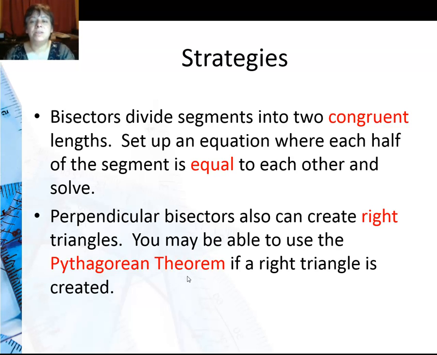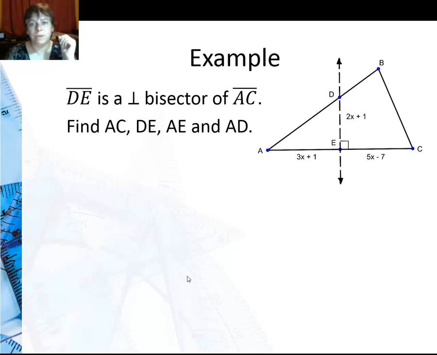Another interesting thing is that they also create right triangles. So you may be able to use the Pythagorean theorem to solve for a length when you are looking for a leg and you know a hypotenuse, or vice versa.